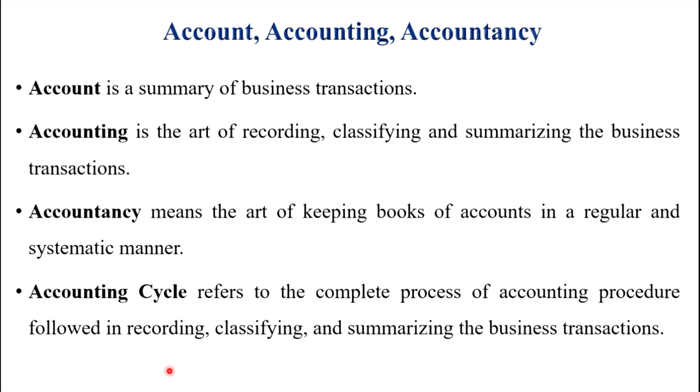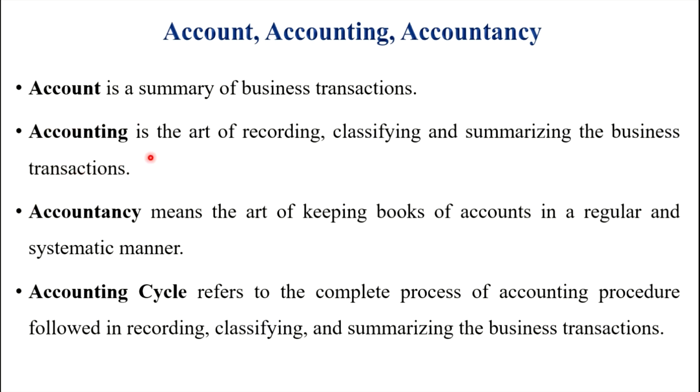Then what is meant by account, accounting and accountancy? Account is nothing but the summary of business transactions. Account is maintained in two parts, debit and credit. It is divided into two parts, debit and credit. The benefit received are recorded on the left hand side and benefit given are recorded on right hand side. That is nothing but the account. Account is a summary of business transactions.